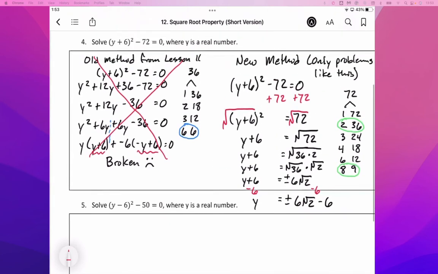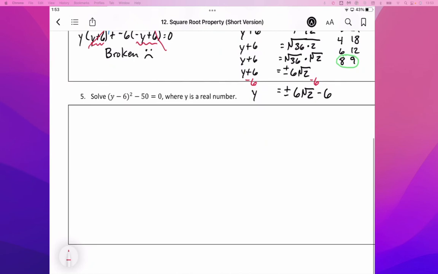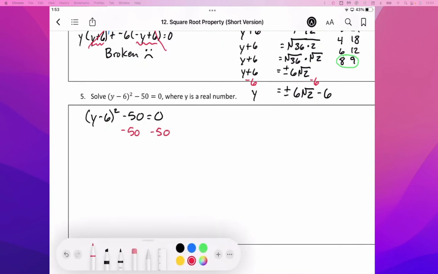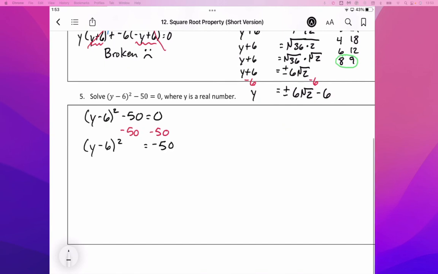And so recognizing that the method we used from lesson 11 is not going to work, we're just going to jump straight to this method for lesson 12 and say, okay, we have something that is a perfect square, y minus 6. Since it's a perfect square, I can take the square root of it. So right off the bat, we're going to go ahead and subtract 50 from both sides so that we can have our perfect square on the left and our constant on the right.